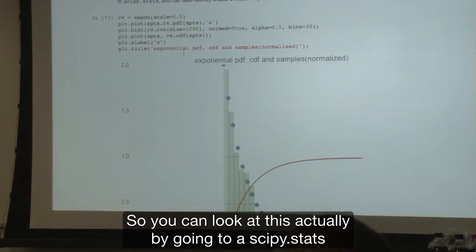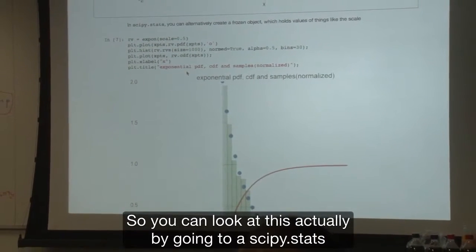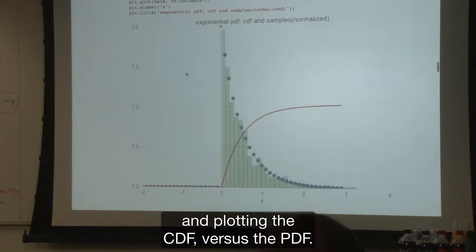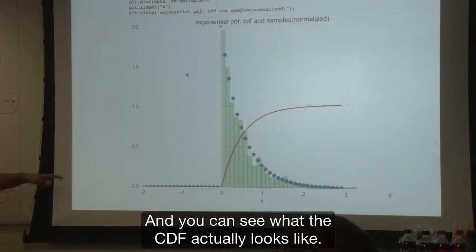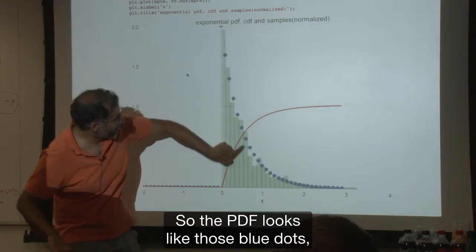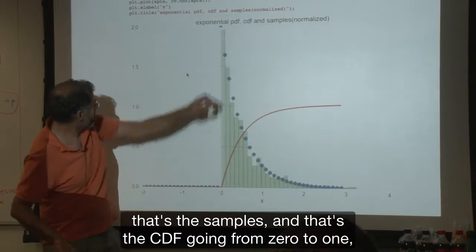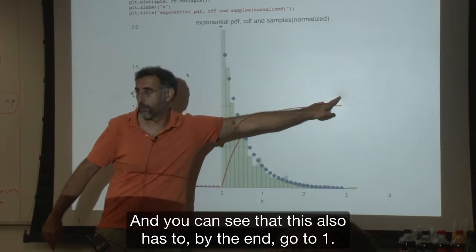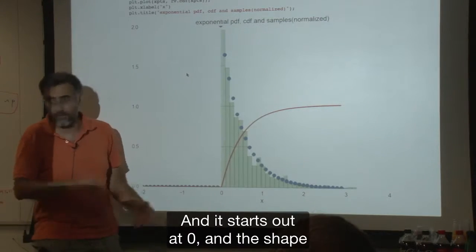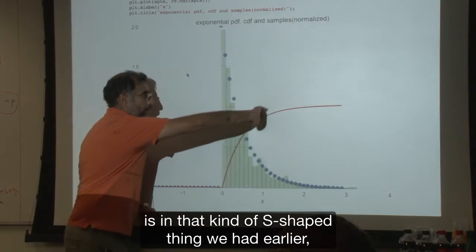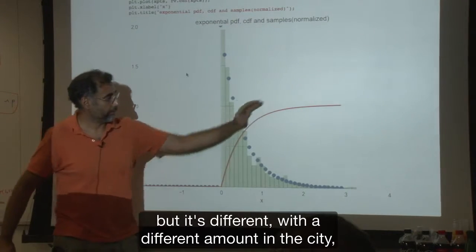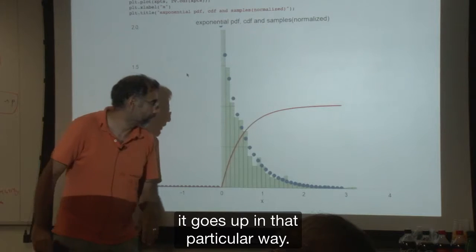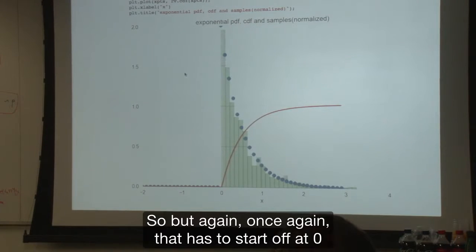So you can look at this by going to scipy.stats and plotting the CDF versus the PDF, and you can see that the PDF looks like those blue dots. That's the samples, and that's the CDF going from 0 to 1 over there. And you can see that this also has to, by the end, go to 1. It starts off at 0, and the shape isn't that kind of S-shaped thing we had earlier, but it goes up in a different way, with a different monotonicity. But once again, it has to start off at 0 and go to 1.